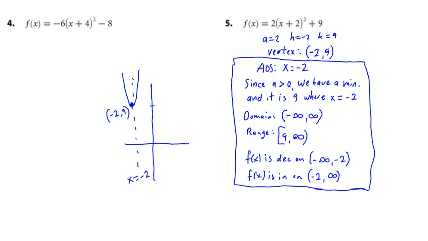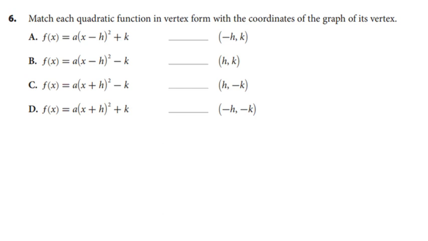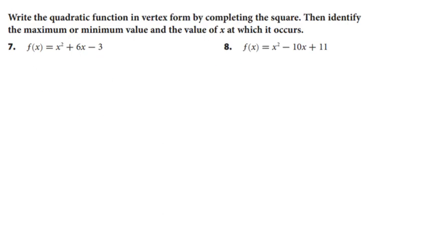Next on problem 7 here. This exercise set has to do with writing the quadratic function in vertex form by completing the square, then identifying the maximum or minimum value and the value of x at which it occurs. So basically what we're trying to do is focus in on number 7. We have f(x) equals x squared plus 6x. We want to add to x squared plus 6x what we need to create a perfect square.